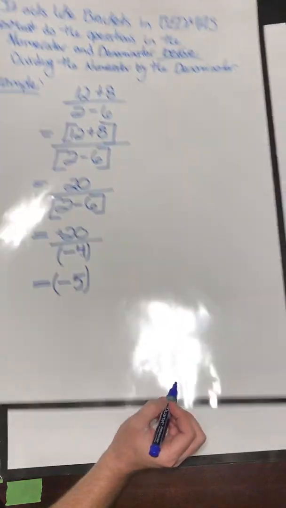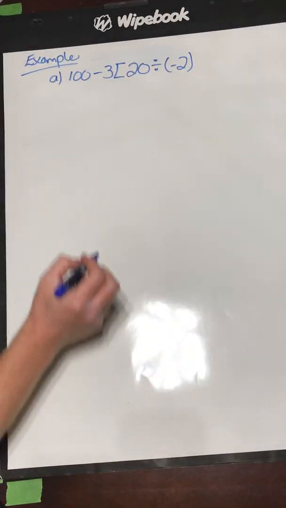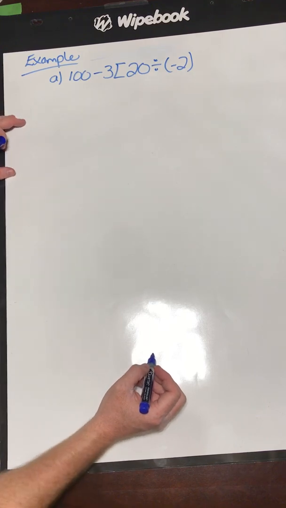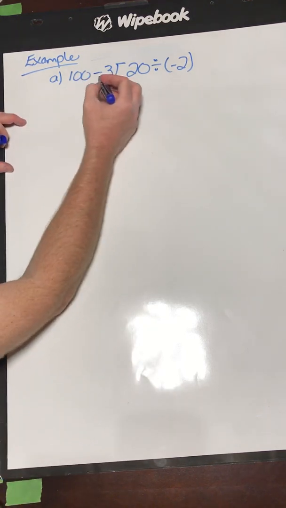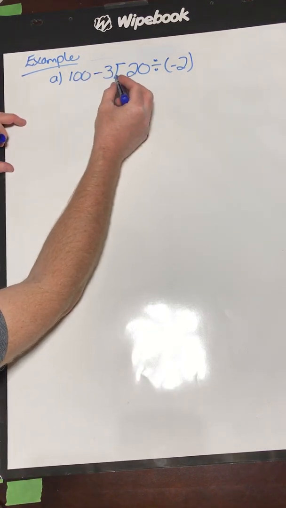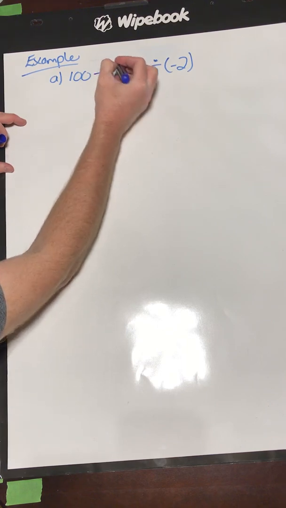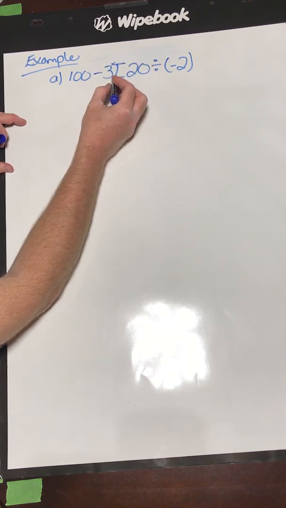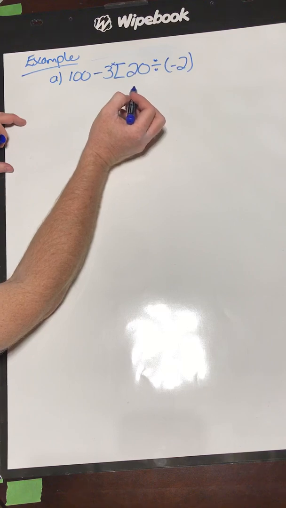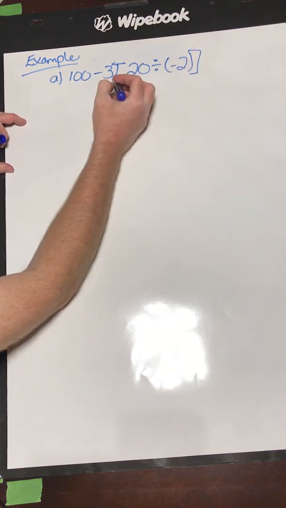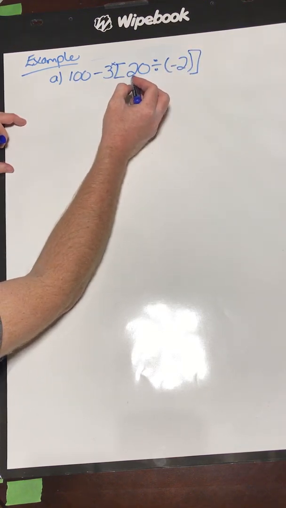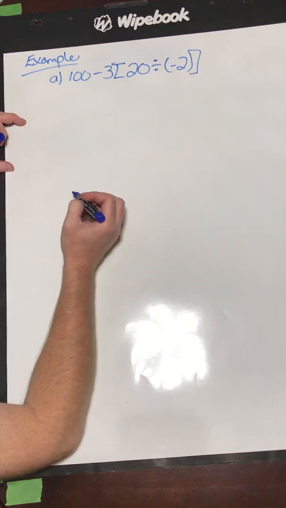Okay, another example. The example that we have here is 100 minus 3 times, okay? When you have some number beside a bracket, and these are square brackets, it means times. And in the brackets, 20 divided by negative 2.